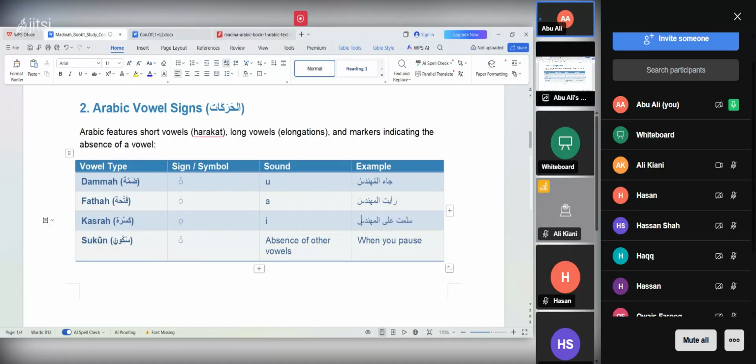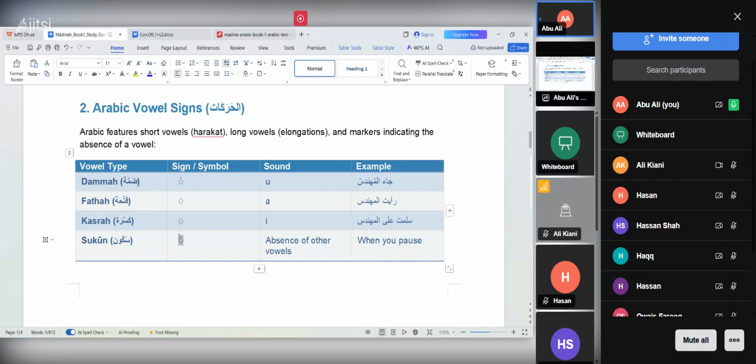The final one is the sukun. The sukun just represents the absence of another haraka on the letter, so you pronounce the letter as is. When you pause at the end of a sentence, the final letter of the final word will always be pronounced as if it has a sukun, even if it has another haraka. So in this example, سلمت على المهندس, because I stopped, it's as if it has a sukun.